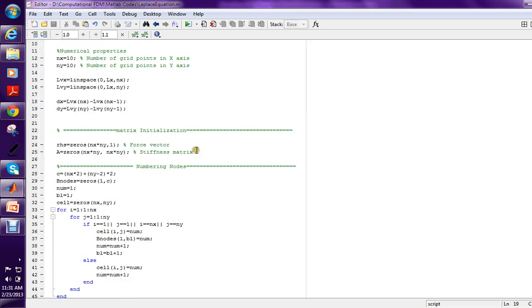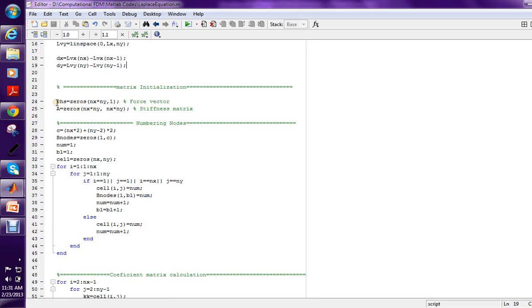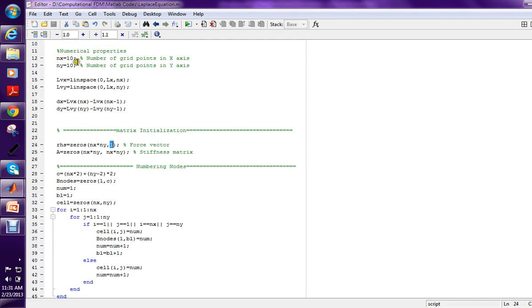Now it's time for matrix initialization. We have a matrix, the force vector or load vector. So RS is zeros of nx times ny, because we have divided our domain into nx equal to 10 and ny equal to 10, which means the number of unknown grid points is 100. So we must have 100 rows and one column, a column vector.